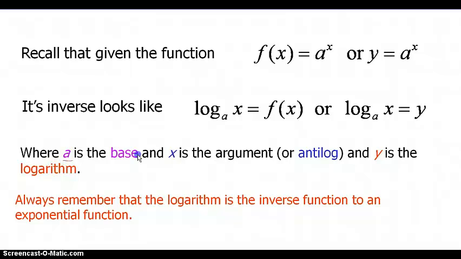So remember, a is the base of the exponential function, and it's also the base of the logarithmic function. x is called the argument or antilog. It is the expression that is fed into the logarithmic operation. And y is the result of that. y is the actual logarithm. The result that we get from picking an x value, or putting in an expression in x and then picking an x value, and taking the log base a of that value gives us a real number value, which is y. So remember, the logarithm is the inverse function of the exponential function and vice versa.